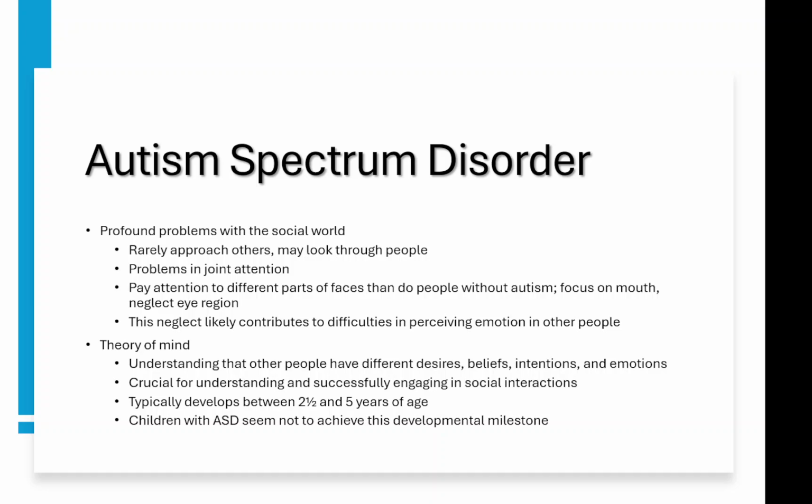Individuals with ASD often struggle with joint attention, which means that they have trouble focusing on shared activities or maintaining relationships and conversations. For example, an individual with ASD may focus on one part of a person's face, such as the mouth or the eyes, without fully understanding the social cues others are expressing. This difficulty in interpreting emotional signals can make it very challenging to understand the feelings of others.